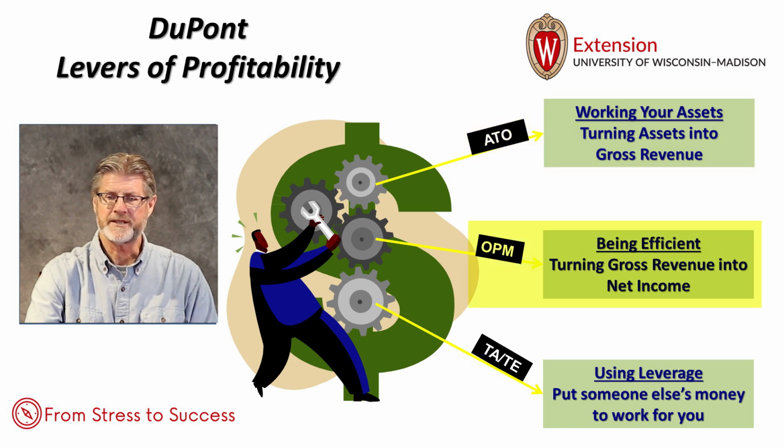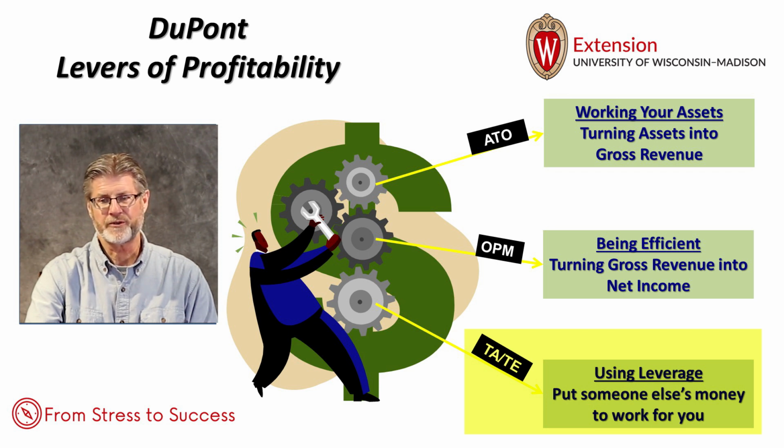The second lever is the ability of the farm to be efficient with its production practices and expenses such that there are net profits left over after all the expenses are paid. This ability can be measured by the operating profit margin ratio, called OPM. The third is the ability of the business to use debt financing to increase or improve profitable activities. This is called leverage and is also known as the equity multiplier.